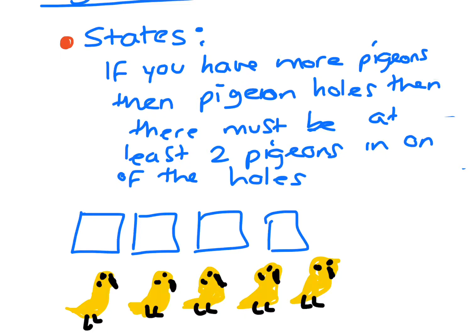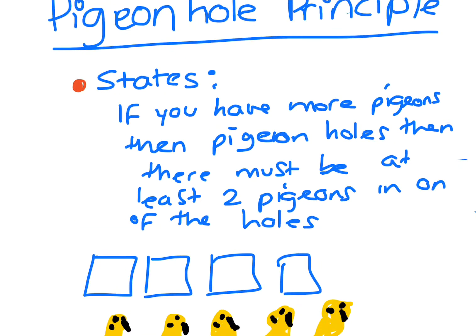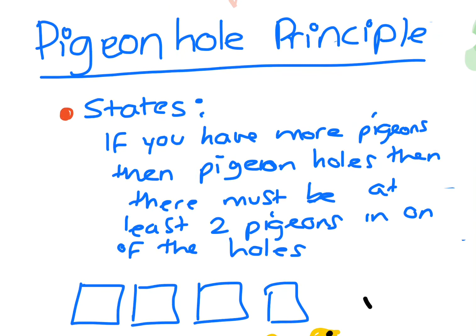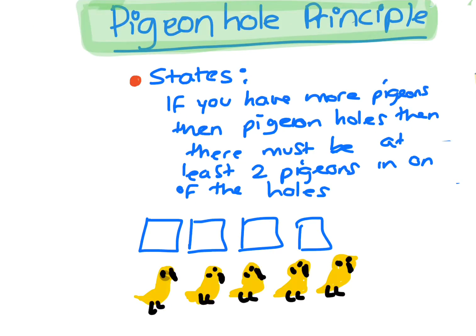The pigeonhole principle. So I'm just going to look at the pigeonhole principle. Now, the pigeonhole principle states that if you have more pigeons than pigeonholes, then there must be at least 2 pigeons in one of the holes. Okay, now think about that.